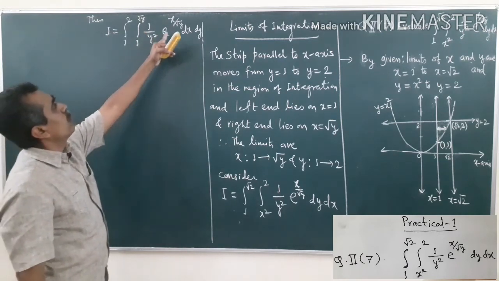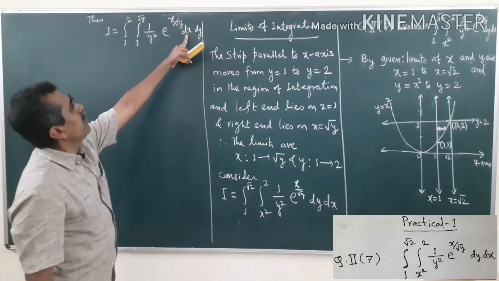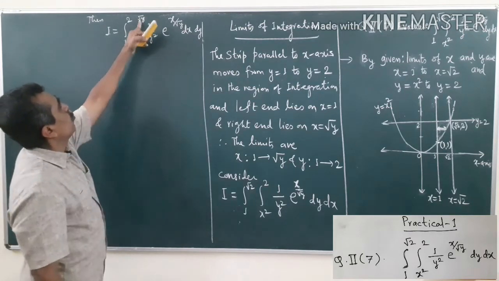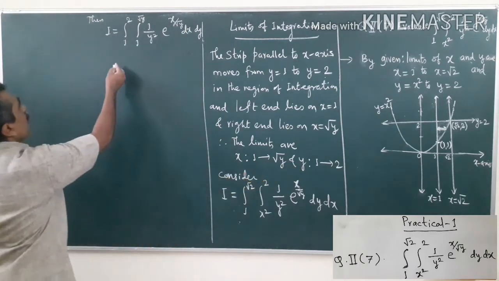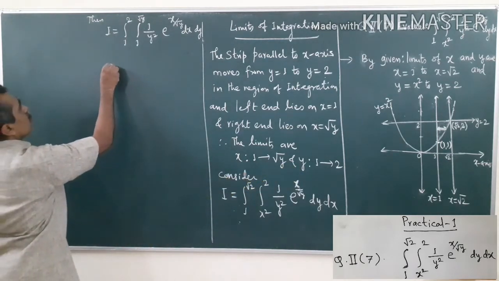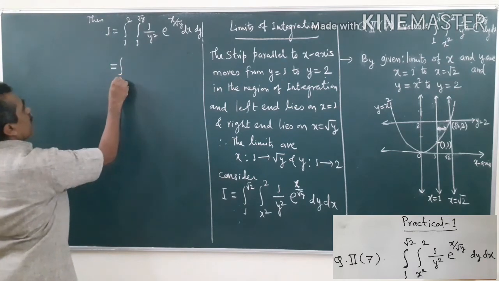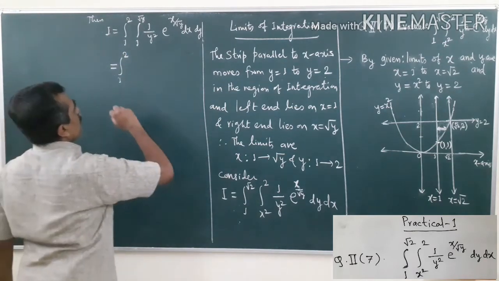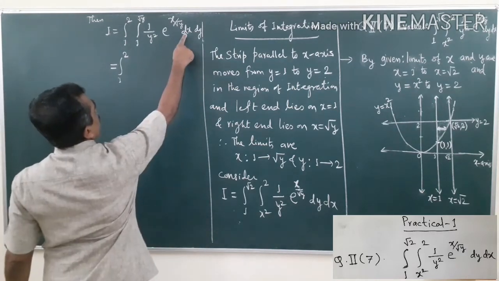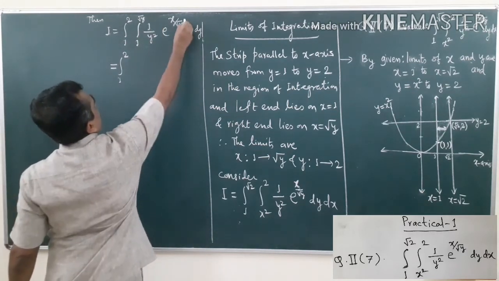Integral 1 upon y square e raised to x upon root y dx dy, where x runs from 1 to root y and y runs from 1 to 2. So, this is our new integral. Now, evaluate this integral. This is equal to integral 1 to 2, integral 1 to root y. Now, we want to integrate this with respect to x. This is the integrand.